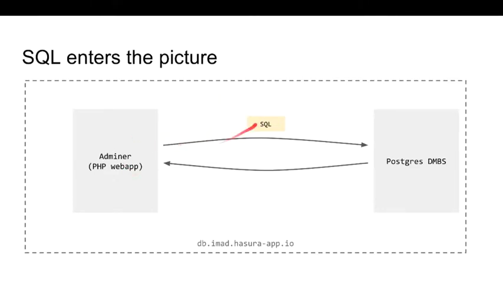AdMiner sends an SQL query to the Postgres DBMS and the Postgres DBMS responds with a result. So the language in which the web app is making queries to the DBMS is SQL. This is similar to how when we make HTTP requests, they have a particular format. For example, we make a GET request with a URL. Our request contains a URL, it contains a path, it contains headers, it contains a body. Similarly, the request that is sent from AdMiner to the DBMS contains SQL.